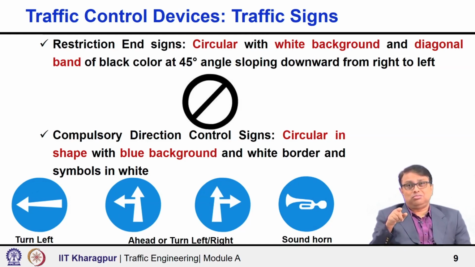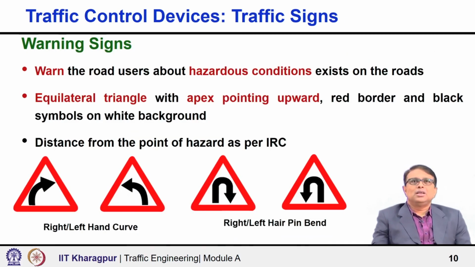Compulsory sound horn. The other case we discussed was the prohibitory sign, no horn, that is different, and here it is compulsory sound horn. Maybe at a certain curve where sight distance is not available, such kind of signs may be installed, so that the driver compulsorily uses the horn. Next, all that we have discussed so far are obligatory signs. You have to obey those signs, you have to respect those signs. Violation of those is an offense and punishable by law.